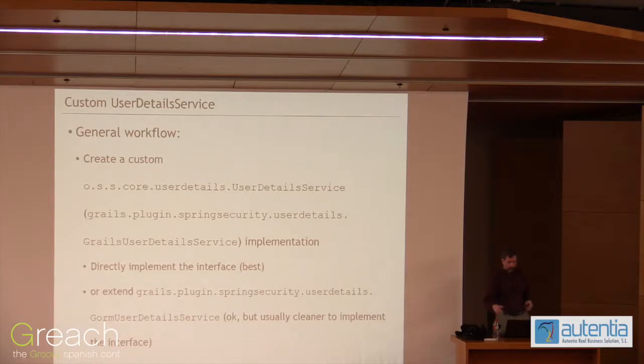So the workflow for creating a custom user detail service is to create a class that implements that interface. Well, there's a few different ways that you can do that. You can either extend the current implementation, which is the Grails core user detail service, right? It uses the domain classes to go to the database and build up all that stuff. That's very dynamic code because it's all property-based, so it's not a good idea to extend that.